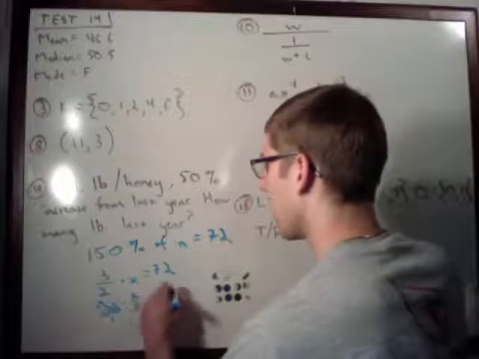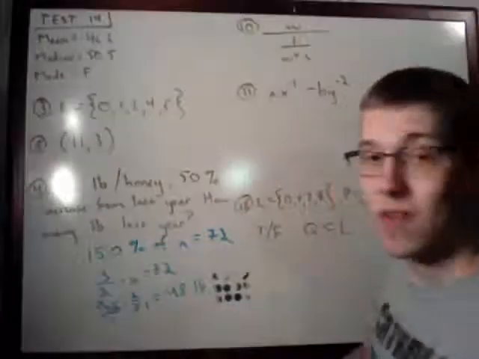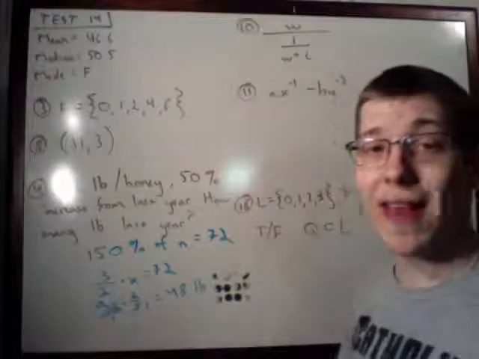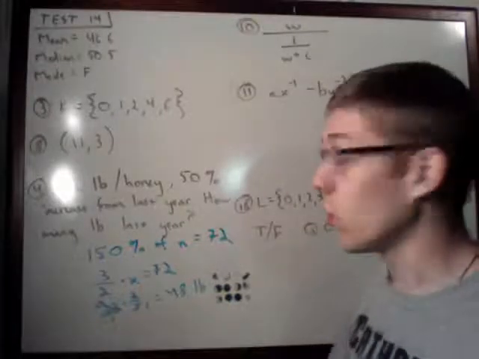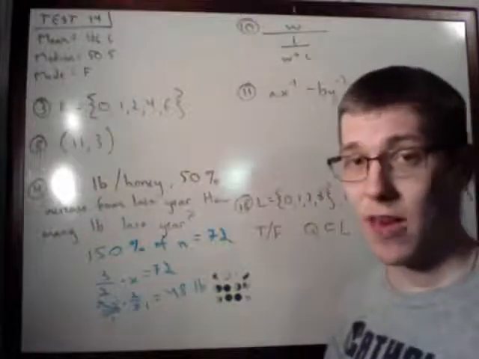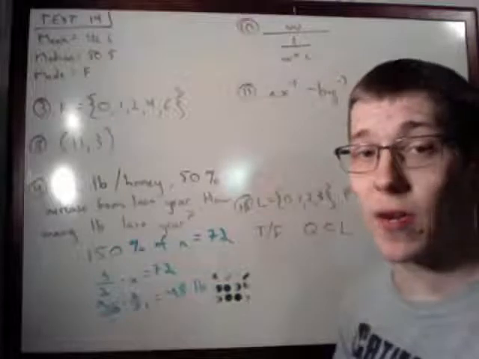24 times 2 gives us 48 pounds that he got last year, not 36. And again, a way that you can check that is doubling: if he had 36 last year and 72 this year, that would be doubling. Doubling is a 100% increase, but here he only had a 50% increase.